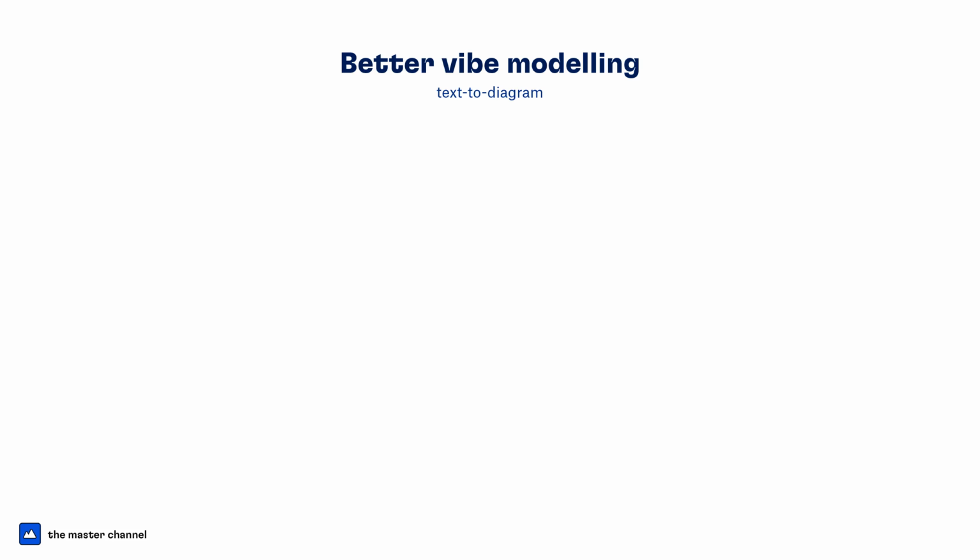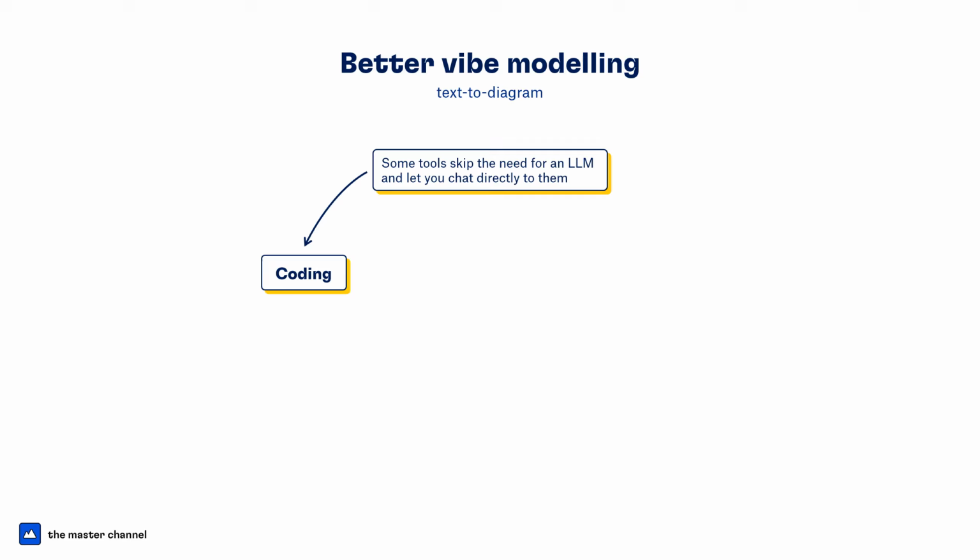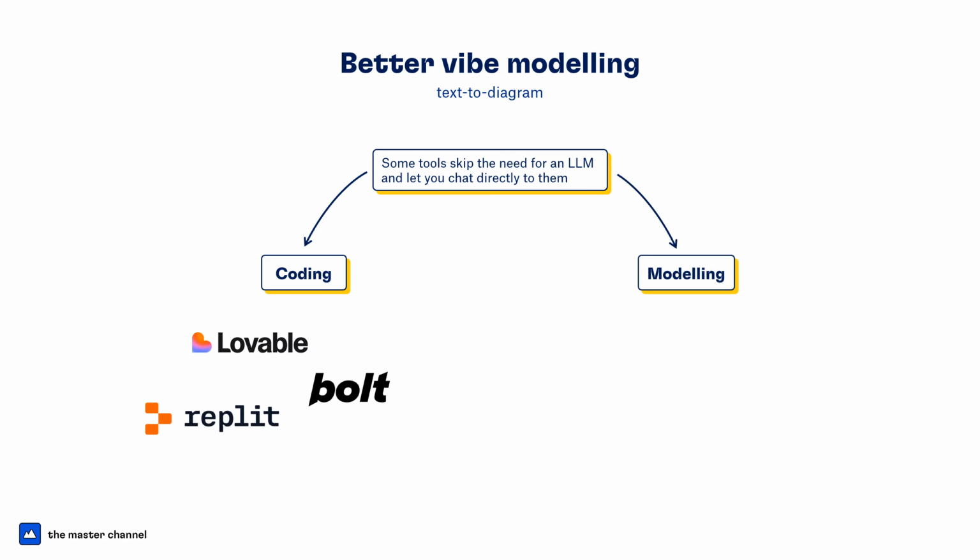After discussing our vibe modeling approach, you might be wondering, isn't there a way to skip the LLM step and directly chat your way to diagrams? There is. Some tools skip the need for an external LLM and let you chat directly with them. This is already very popular for coding. Tools like Lovable, Bolt, or Replit are often used as vibe coding tools, where you just chat your way to a web app. That same approach is used by some tools for modeling.